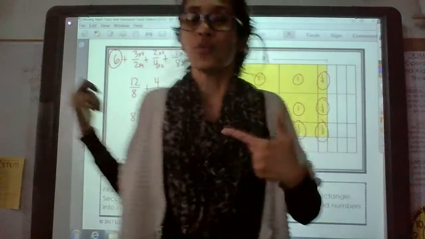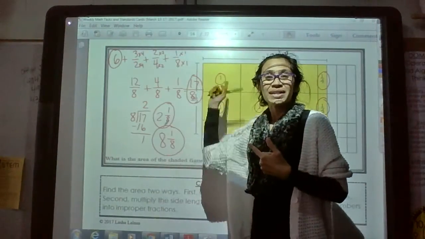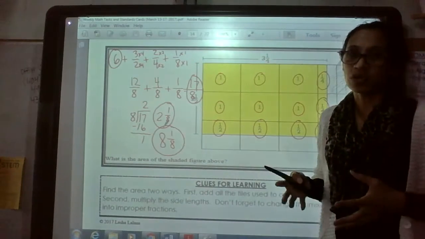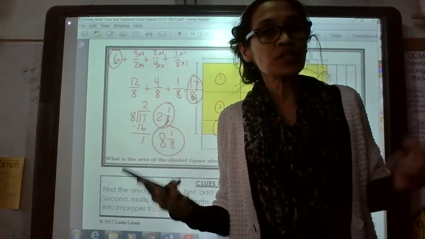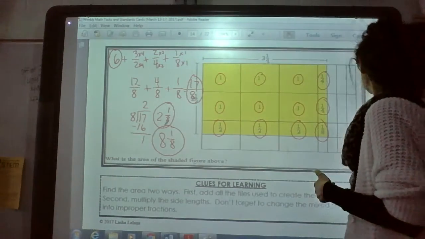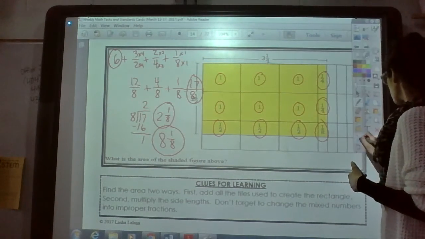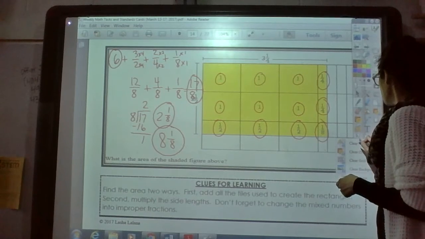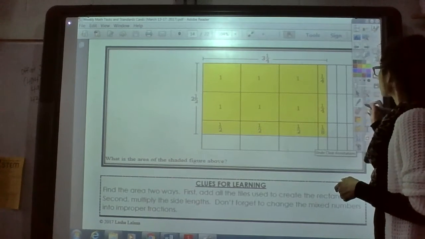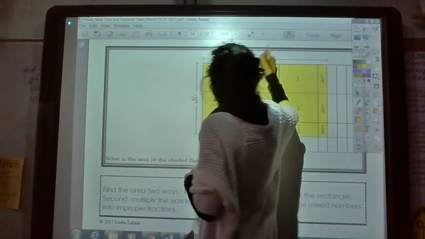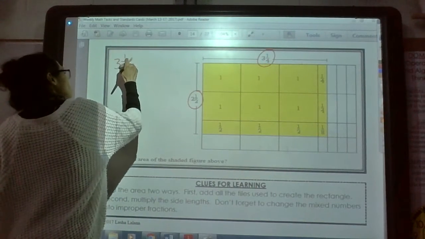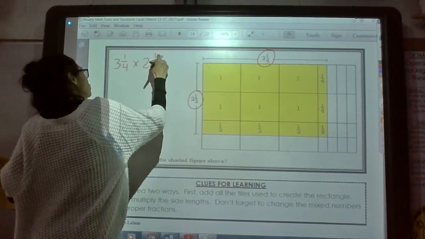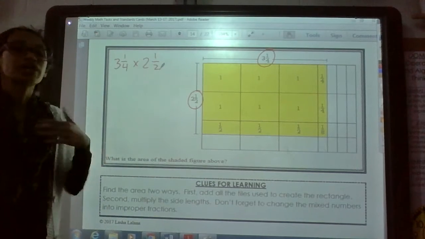All right, so now we did that the first way by counting the tiles and adding those together. There's a second way, and how do we do that? By multiplying the length times the width. So let me go ahead and erase this. Remember 8 and 1/8. So now we do the other way, and our answer should be the same. So now I have 3 and 1/4 times 2 1/2.